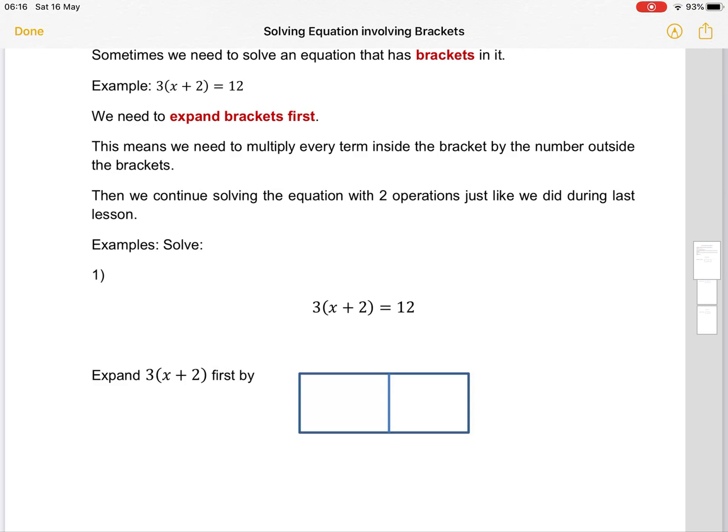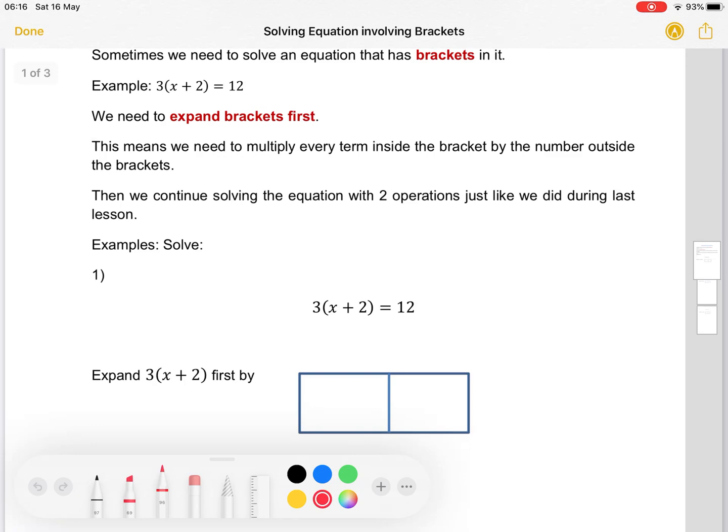For example, the first one, 3 into x plus 2 is equal to 12. So we need to expand 3 into x plus 2 first, okay? Remember what we used to do? We used to look inside the bracket, boys, and inside the bracket we have x plus 2. So we're going to draw a rectangle, okay? We're going to expand brackets using area, all right? Remember it? And we're going to draw a rectangle.